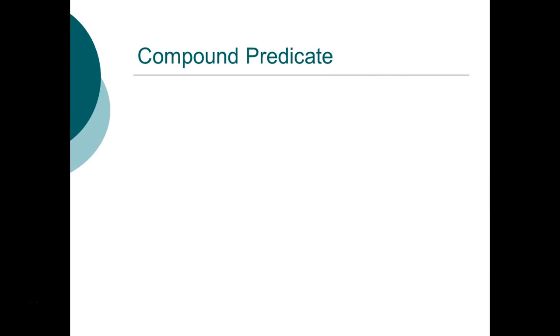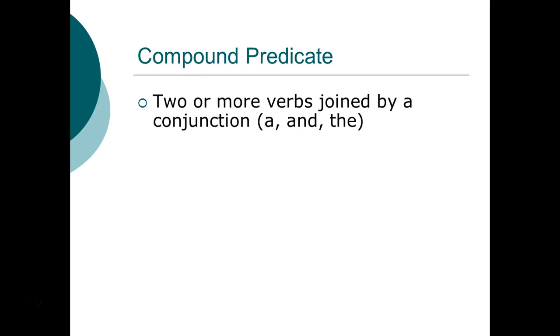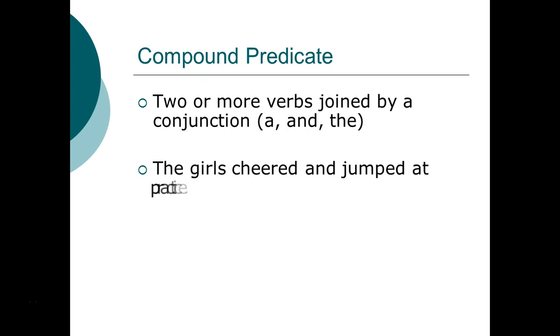Now, let's take a look at the compound predicate. First of all, what is it? Let's write this down in your notes. Two or more verbs joined by a conjunction using a and the. For example, the girls cheered and jumped at practice. So we can see that the subject is girls. What did they do? They cheered and jumped. So cheered and jumped would be the predicate, the compound predicate within the sentence.